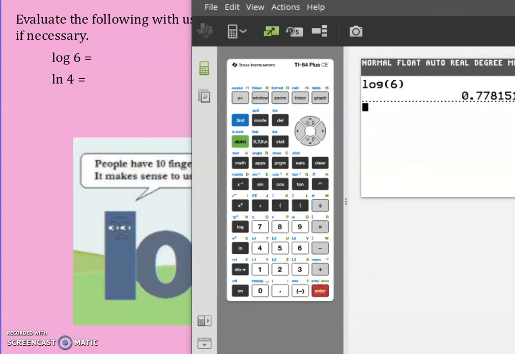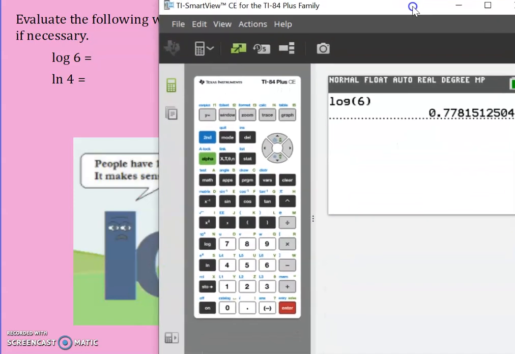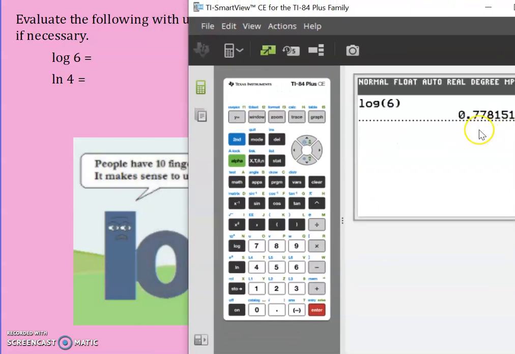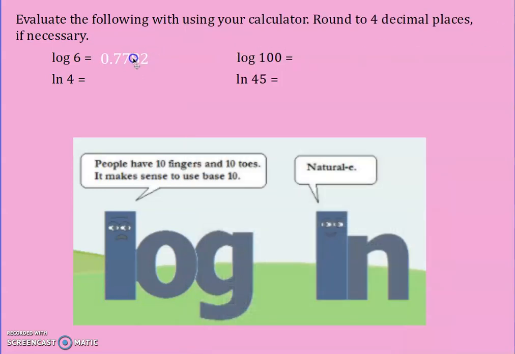Now it asked us to round to 4 decimal places. So to round this to 4 decimal places, 1, 2, 3, 4, the 1's in the 4 spot. So we have to look at the number behind it, the 5. If it's a 5 or higher, we have to round that 4 spot up. So we're going to write 0.7782 for that answer.